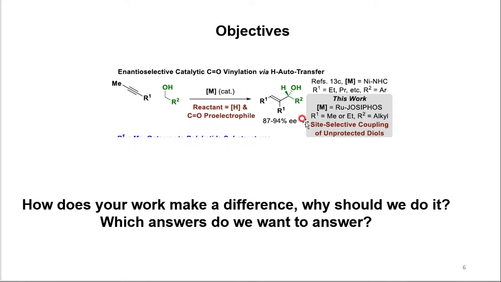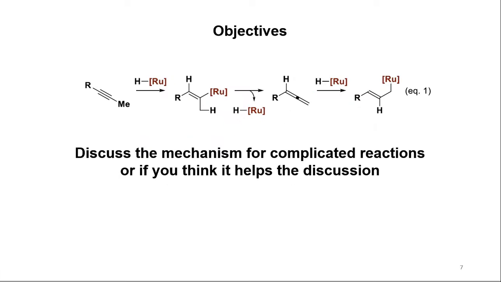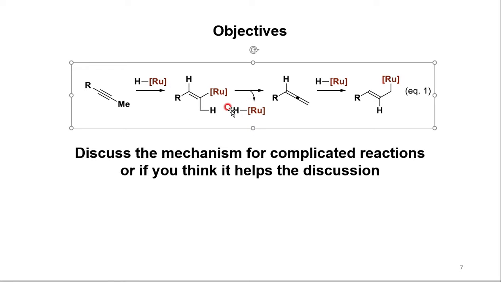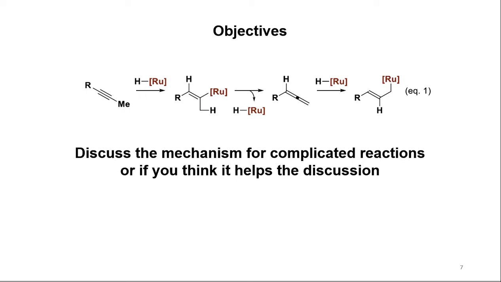And obviously the objectives. In what sense is your work different from what has been done previously? So why should we do it? Which questions do we want to answer? What are your research questions? In the objectives, you can also introduce a hypothesized mechanism. Even if you don't know it yet, that's what you proposed: this is the way the mechanism could work, and that's what we should get. Discuss the mechanism, especially for complicated mechanisms.